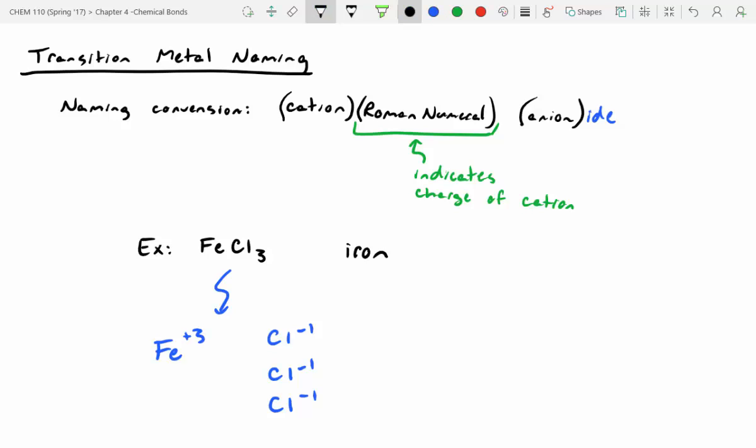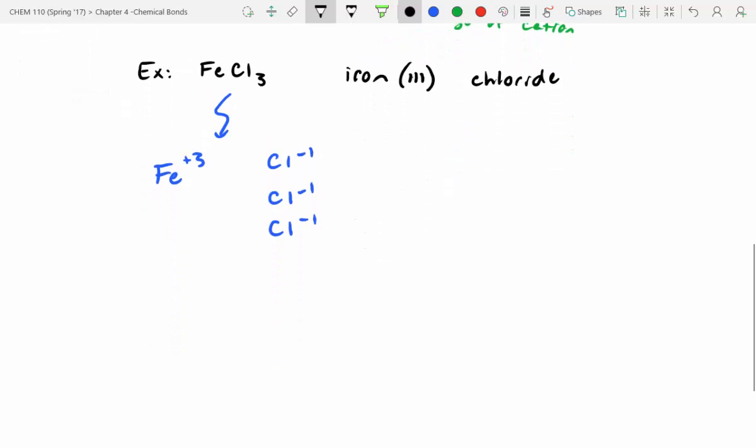So if we go over, we'd say iron, and then in brackets, Roman numeral 3. And then what would go next? Chloride. The number one mistake I see people make is they'll say iron 3 trichloride. You don't have to say trichloride. The fact that it's iron 3 means you must have 3 chlorines, right? It's an assumed thing. So the 3 just simply represents the fact that the iron must have a positive 3 charge. Let's try a couple other ones.